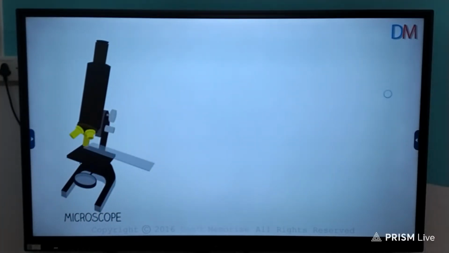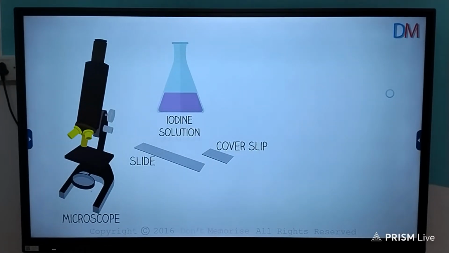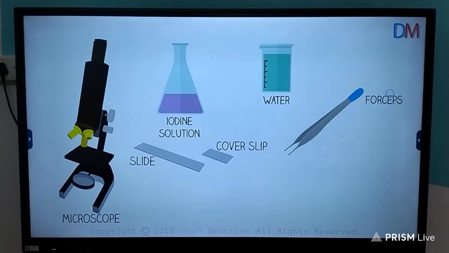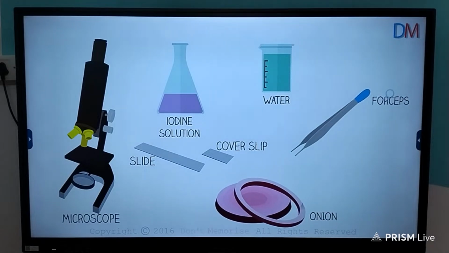In our last video, we studied the discovery of the cell. Wouldn't it be interesting to see how a cell looks? Let us do an experiment here. To do the experiment, we need a microscope, a slide, cover slip, iodine solution, water, forceps, and an onion peel. It's quite a few things. Trust me, it'll be worth it.